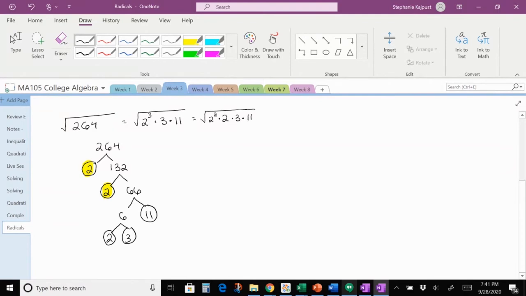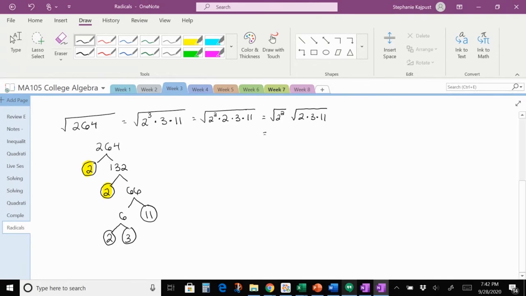So we have this rule with radicals where you can separate these out. If you have a whole bunch of things multiplied inside, you can separate them out so they're multiplied on the outside as square roots. And I only want to multiply out the things that have exponents of 2. Everything else that doesn't have an exponent of 2 gets stuck together in another square root symbol. So I have the square root of 2 squared, and then times the square root of 2 times 3 times 11.